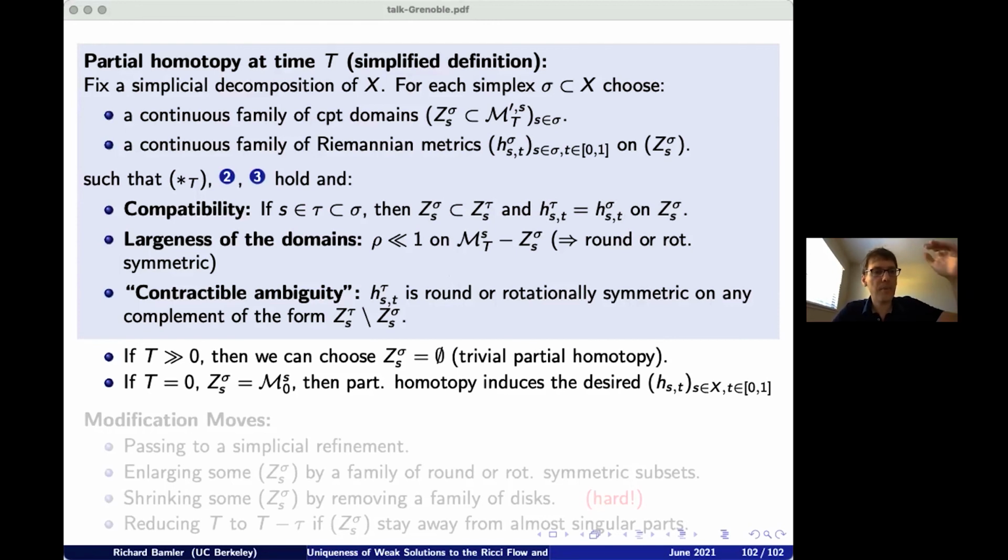And so now we need to argue how we can move from time T to time 0. It turns out that this definition is flexible enough to allow these modification moves. So what kind of moves can we carry out?